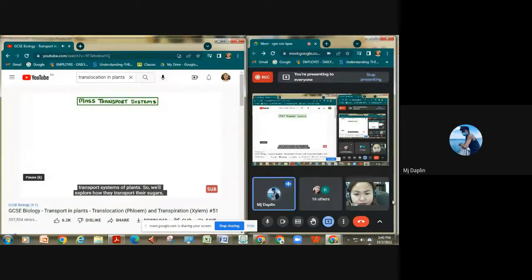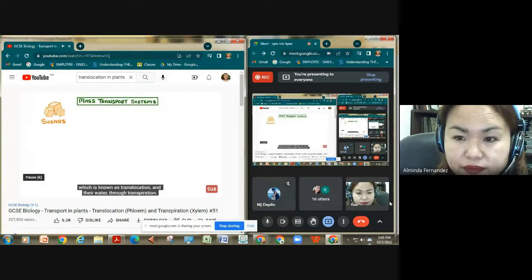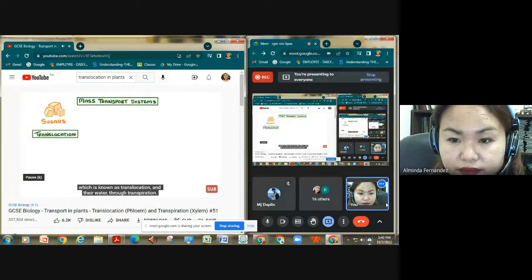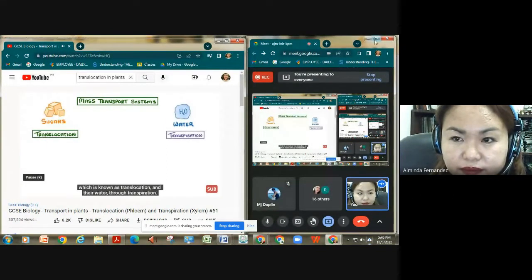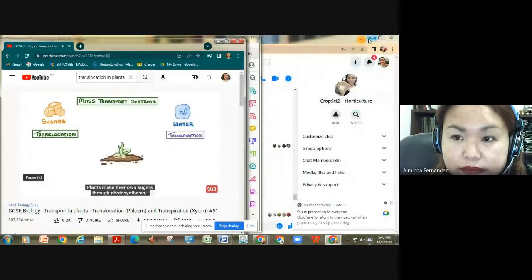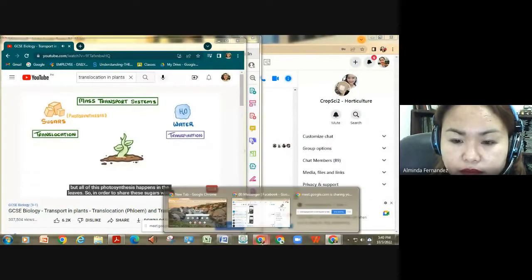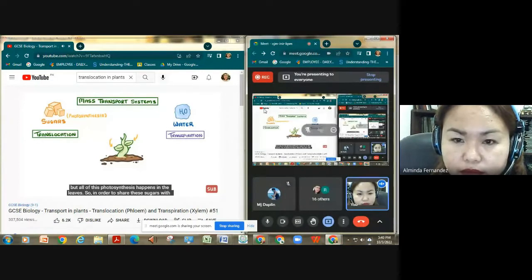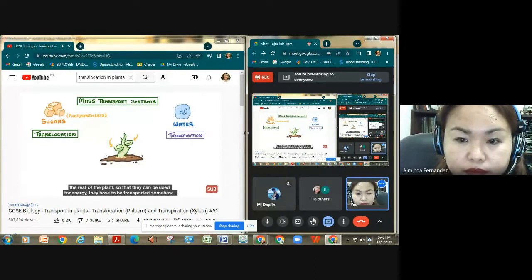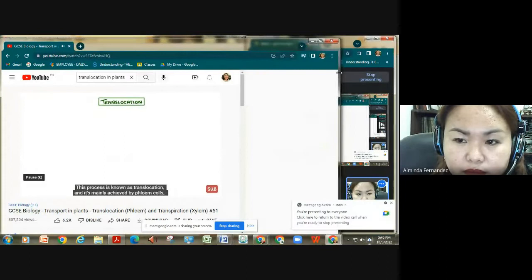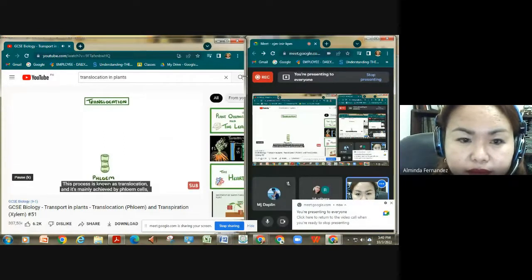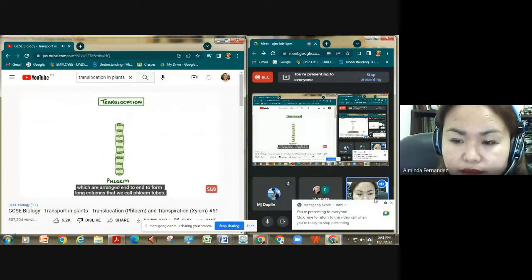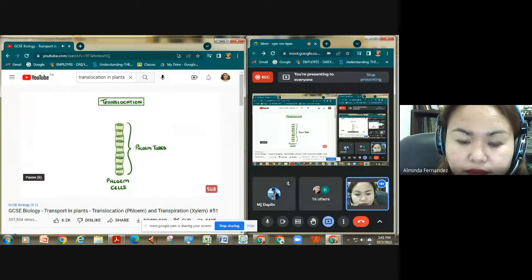How they transport their sugars, which is known as translocation, and their water through transpiration. Plants make their own sugars through photosynthesis, but all of this photosynthesis happens in leaves. So in order to share these sugars with the rest of the plant, so that they can be used for energy, they have to be transported somewhere. This process is known as translocation, and it's mainly achieved by phloem cells, which are arranged end to end to form long columns called phloem tubes.